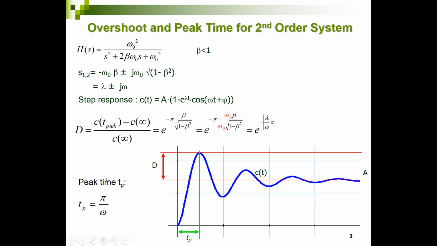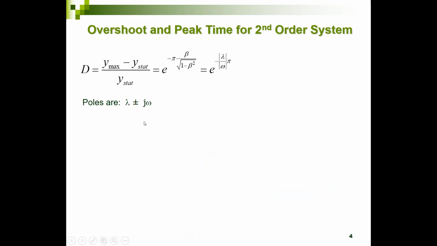Okay, the peak time can also be calculated. When we take the derivative of this function, we get an expression for the peak time. And the peak time is the time where the overshoot occurs. And that is equal to a simple equation. It says the peak time is pi over omega. So pi divided by this damped angular frequency.